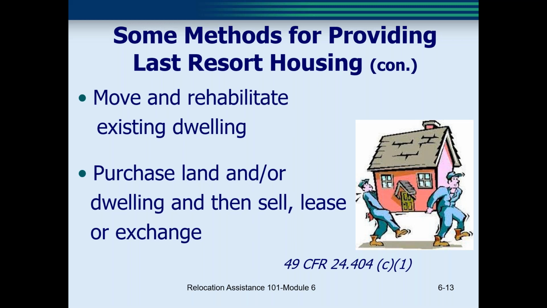Another last resort housing option would be for the agency to purchase a replacement home and rehabilitate that home to meet the displacee's needs. Yet another option would be for the agency to purchase land and move other homes it purchased on the project to the land and rehabilitate them for displaced persons' use. Now, this could be either a sale or lease of a property, such as when they have really bad credit and this may be their only option of being able to get into another home.